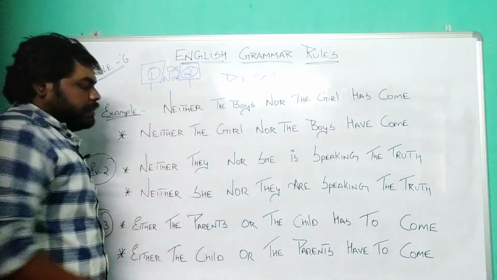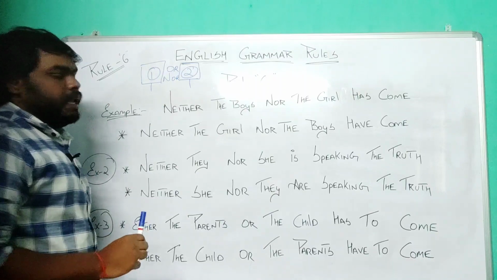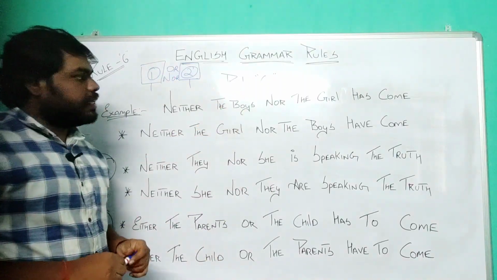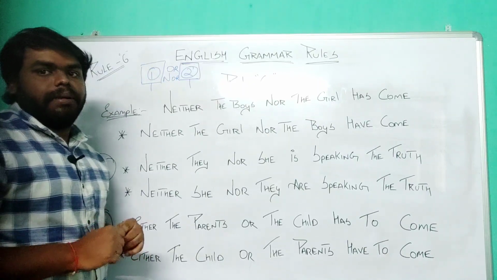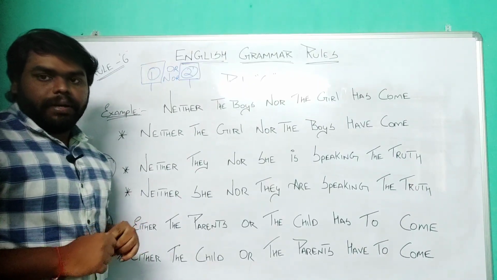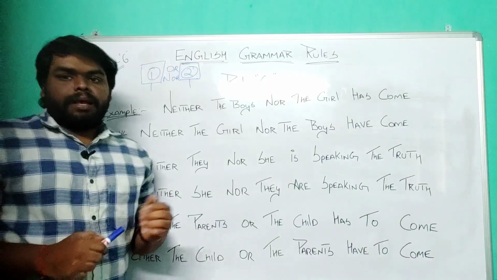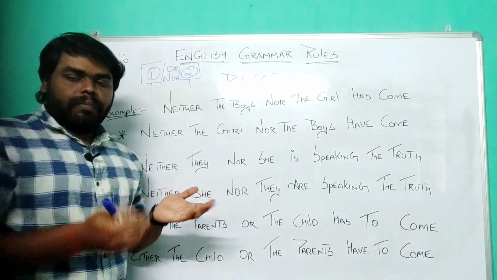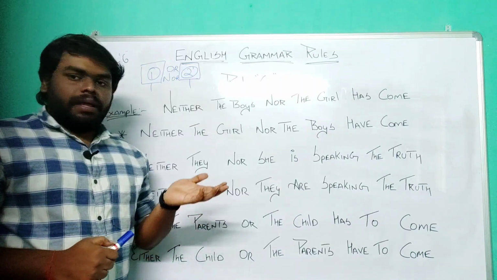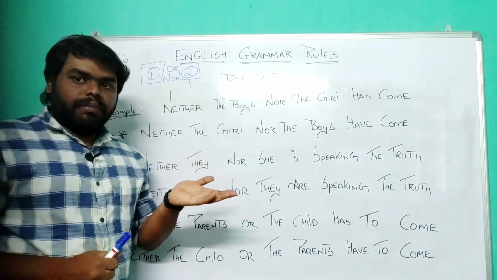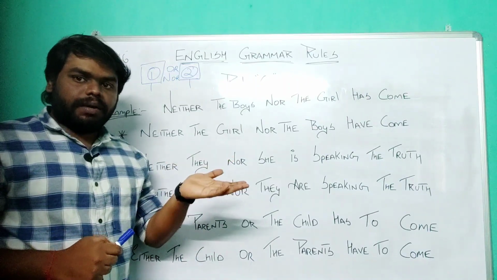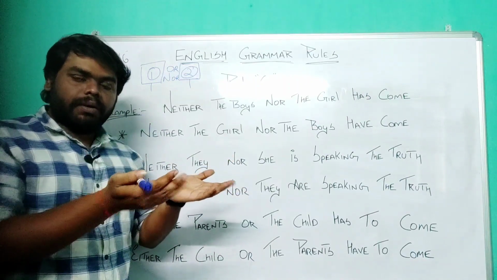Here are some examples, but before seeing them, let us try to understand what rule number 6 has to say. Rule number 6 is based on subject-verb agreement. What is subject-verb agreement? A subject should agree with the verb. For example, if we have a plural subject, the verb that follows should also be plural. If we have a singular subject, the verb that follows should be singular, right.